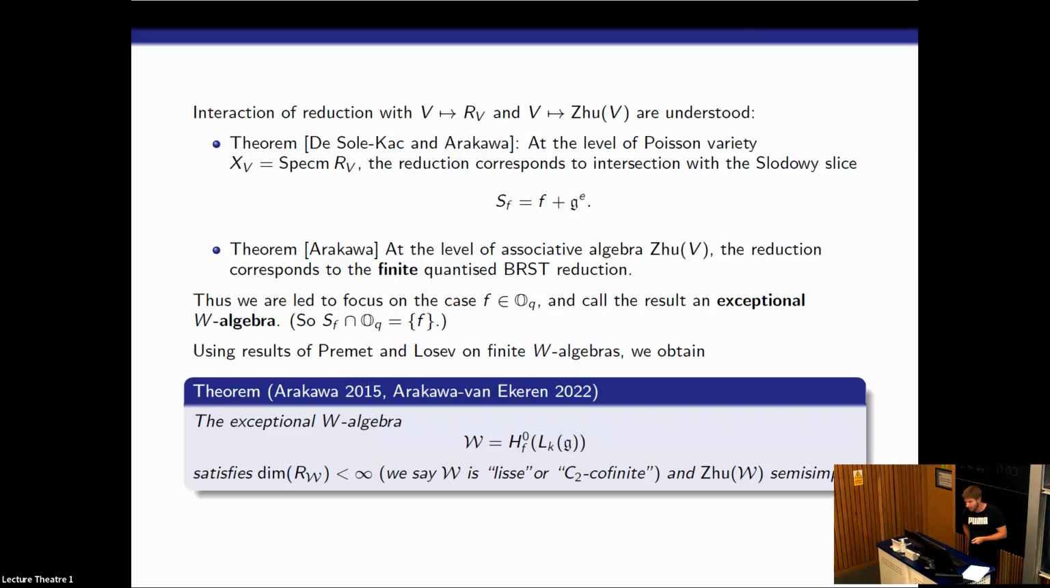And also, using some results of Premet and Losev on finite W-algebras, one can show that the corresponding Zhu algebra is semi-simple. So we know what the Zhu algebra is for the affine algebra, and I'm going to use some technical results about Hamiltonian reduction to show that each of the components goes to some finite dimensional semi-simple associative algebra. Okay, so that's the theorem. So from now on, if I write curly W, I mean one of these, and the Zhu algebra is semi-simple.